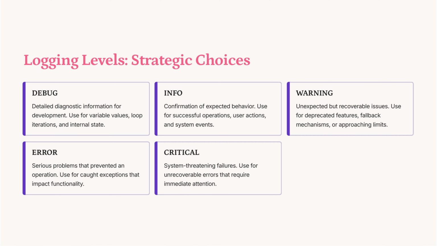and debugging. Logging levels are crucial for effective monitoring. Debug provides detailed diagnostics for development, while info confirms expected behaviors. Warning signals unexpected but recoverable issues. Error indicates serious problems affecting functionality, and critical highlights system-threatening failures needing immediate attention. Each level serves a strategic purpose in maintaining system integrity and performance.